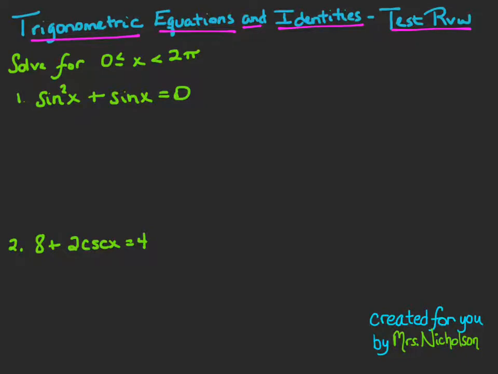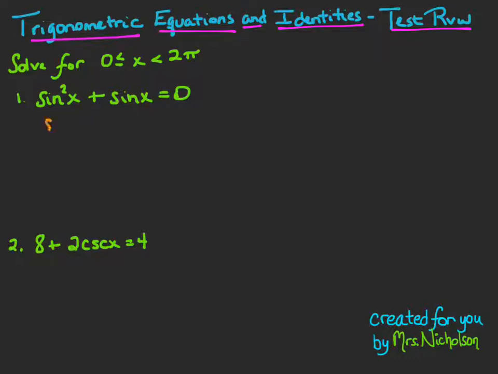Okay, let's look at our test review for trigonometric equations and identities. In this first section, we've got some trig equations. We're asked to solve for x between 0 and 2 pi. In our first example, you can see that we've got a quadratic, which indicates that we're going to need to factor. And I've got two terms there.